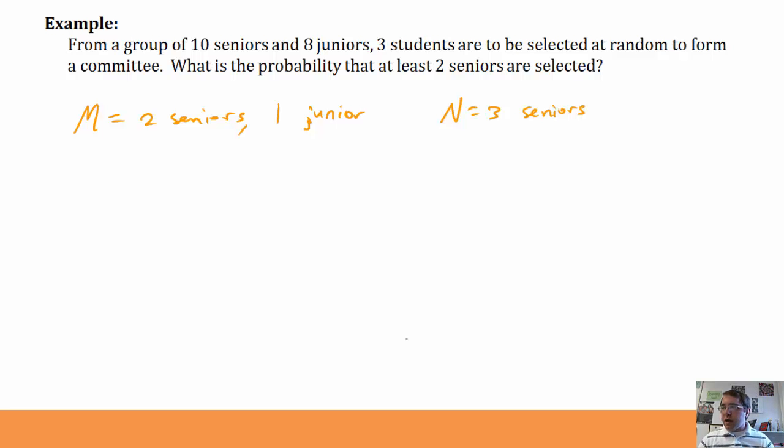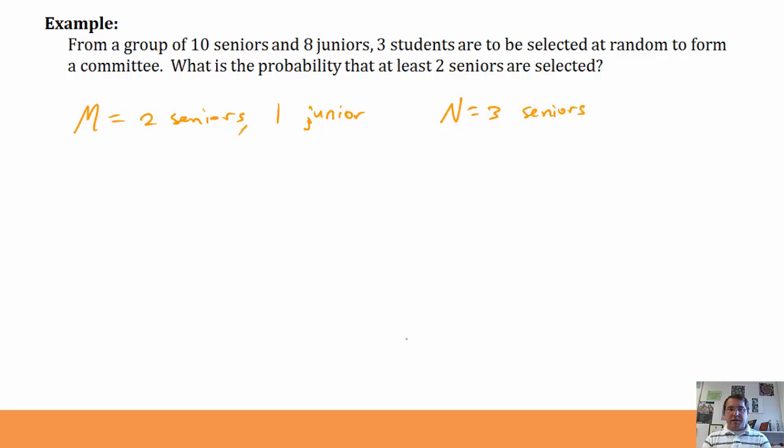Now, event M and event N cannot both occur at the same time. I can't be picking 3 students, have 2 of them be seniors and 1 junior, and at the same time have all 3 of them be seniors. That makes no sense. They cannot occur both at the same time, so they are mutually exclusive.